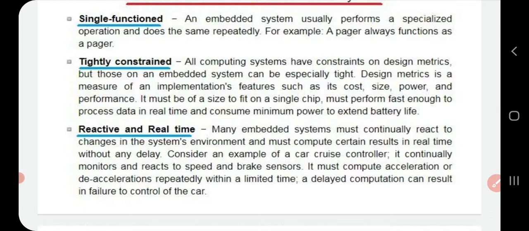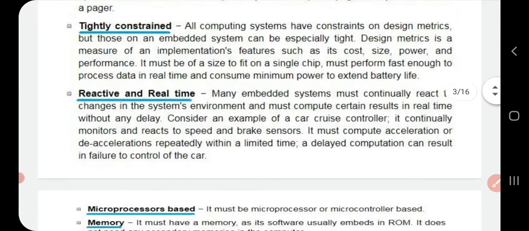Then reactive and real time. Most embedded systems react to changes in the system's environment, and they compute certain results on a real time basis without any delay. They have given an example here, so you can read through it.